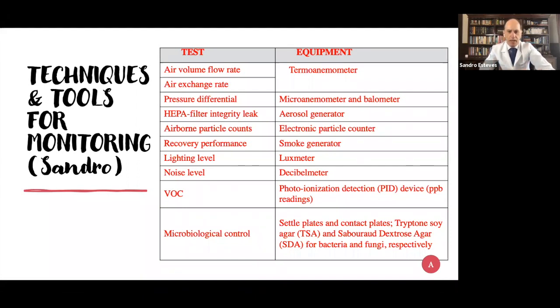But for HEPA filter integrity and particle counts, we have companies coming twice a year. They do the auditing, they do the measurement, and then they provide a report. Concerning the VOC, we use a portable device in parts per billion. So this device is on when we are doing our work.